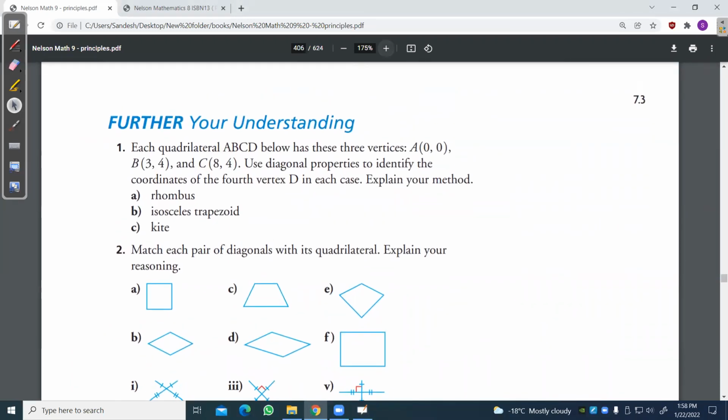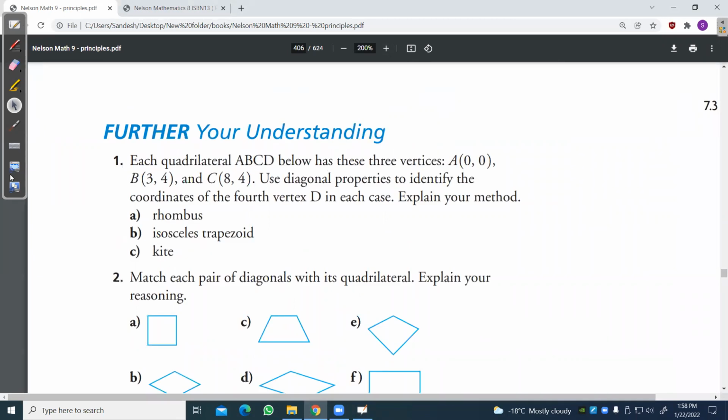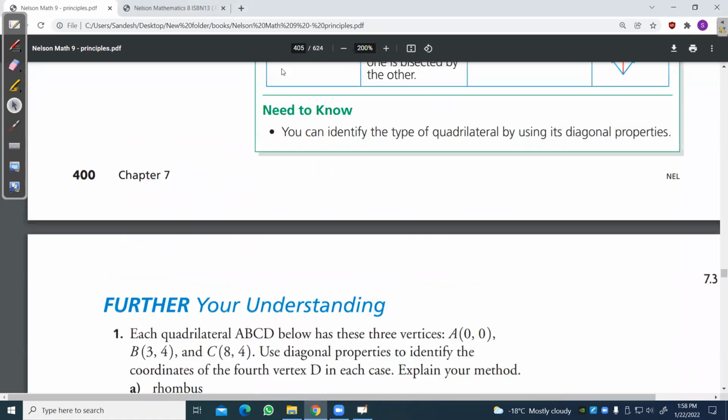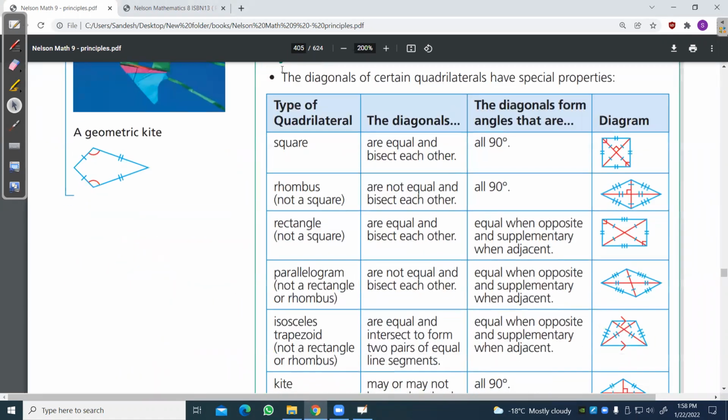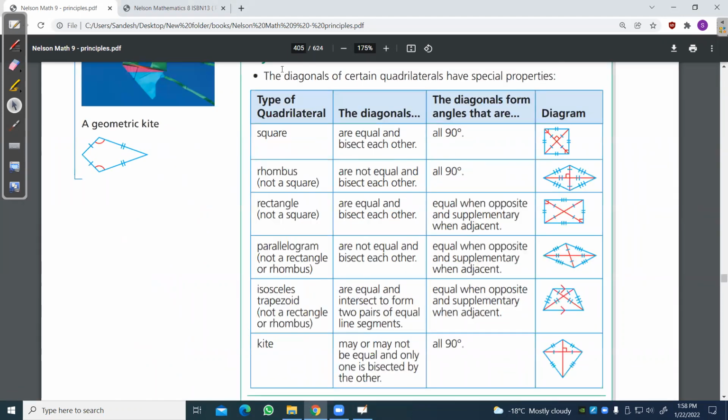Let's do one of these questions. Actually, let's just look at the properties because I don't know if we have enough time. So far we've looked into parallelograms, and we know what a rectangle is. Now, what are the differences between all of these shapes? Notice they all have 4 sides, right?